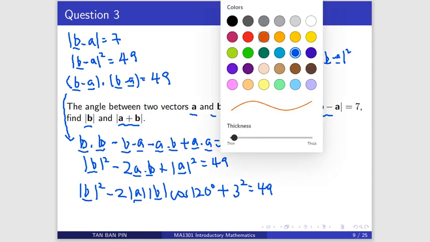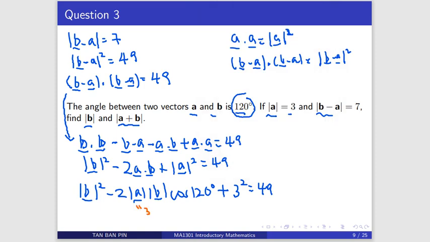And you can further simplify this. The magnitude of A is replaced by 3. Cosine 120 is minus 0.5, minus half. So after that, you should have the magnitude of B squared, minus, and minus half should give you a plus. So it's plus 3 times 2 times minus half, so it's plus 3, right? Then the magnitude of B, then minus 40, gives you 0. 3 squared is 9, and 9 minus 49 gives you minus 40.